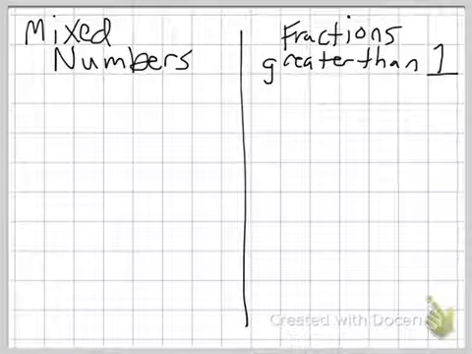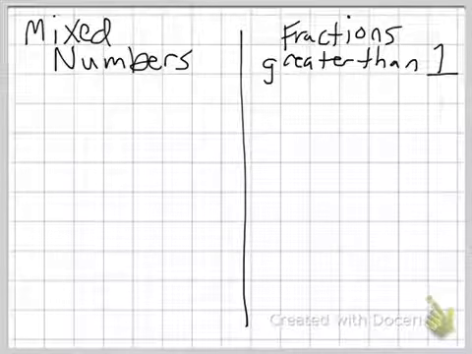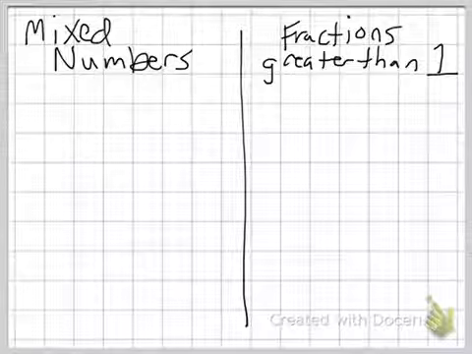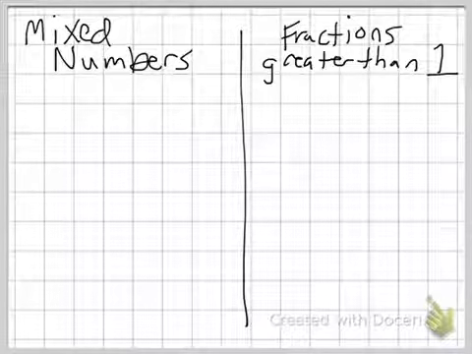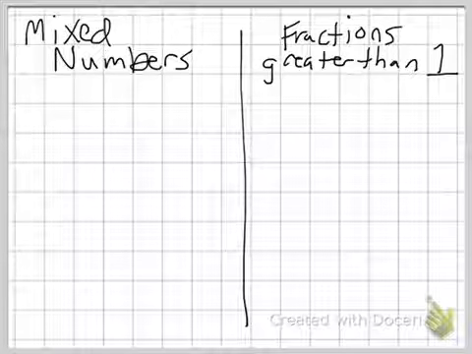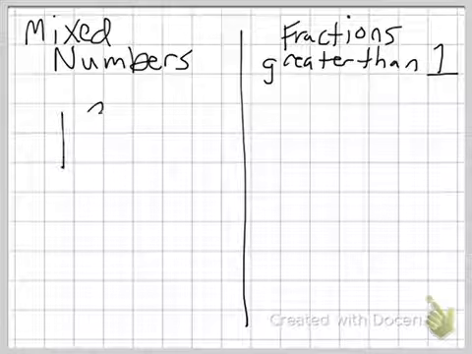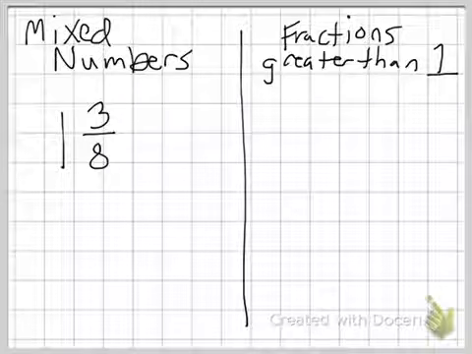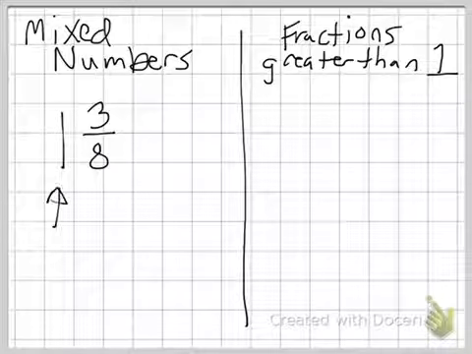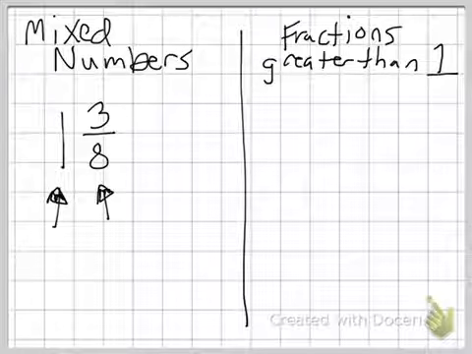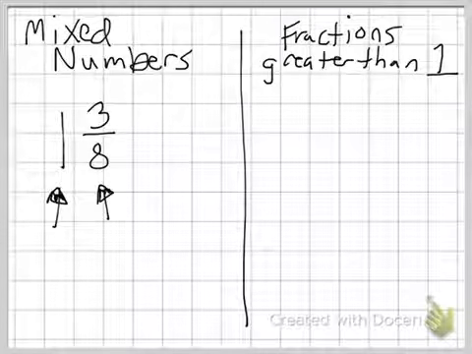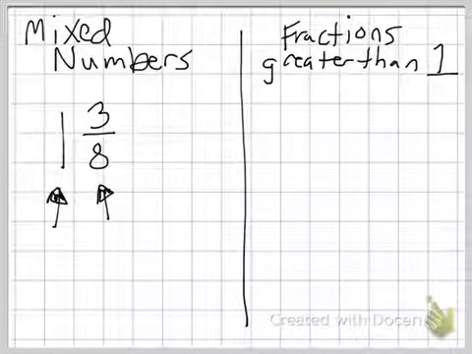Today I'm going to talk to you about turning mixed numbers into fractions greater than 1 and fractions greater than 1 into mixed numbers. But first, let's talk about what each of those are. A mixed number is a number such as, let's go with, 1 and 3/8. It's called a mixed number because part of it is a whole number and part of it is a fraction. And so it's mixed because it has two different parts to it, a whole number and a fraction.